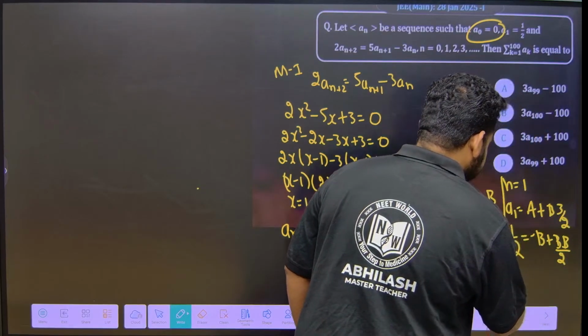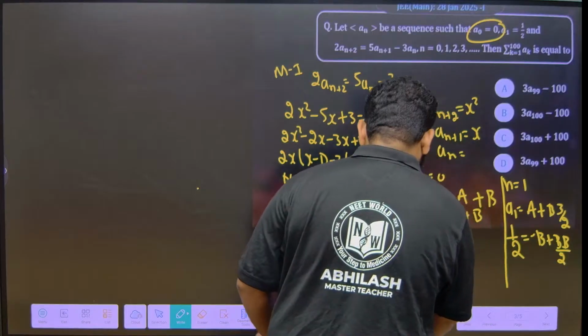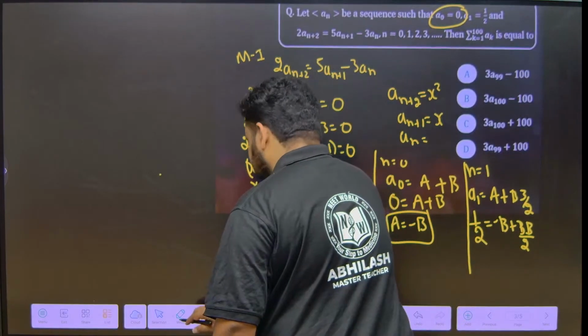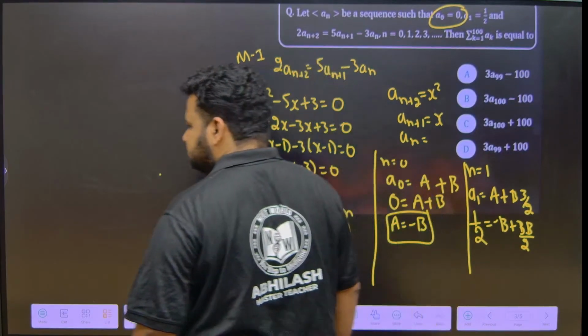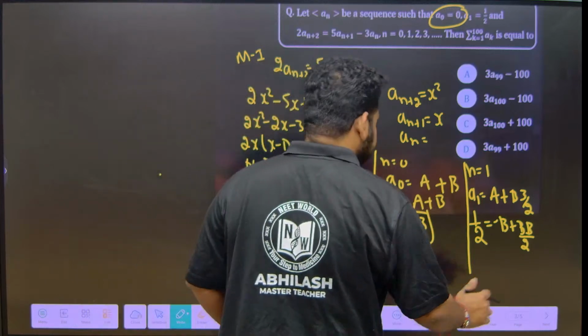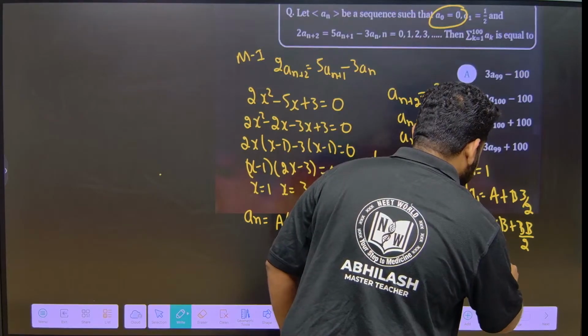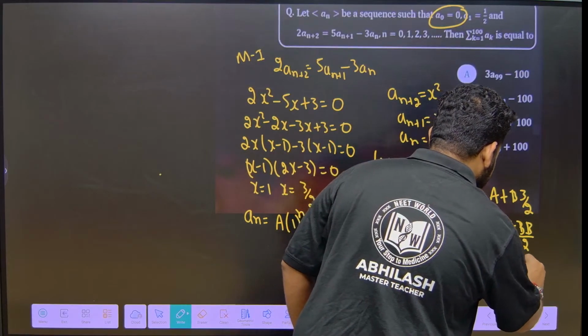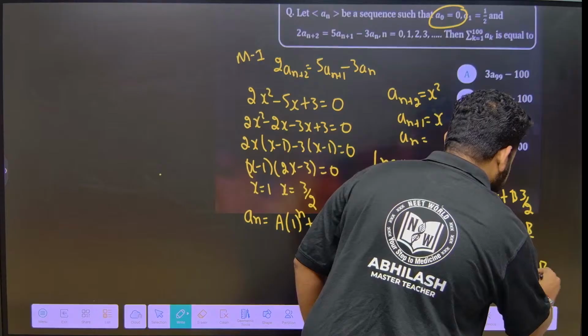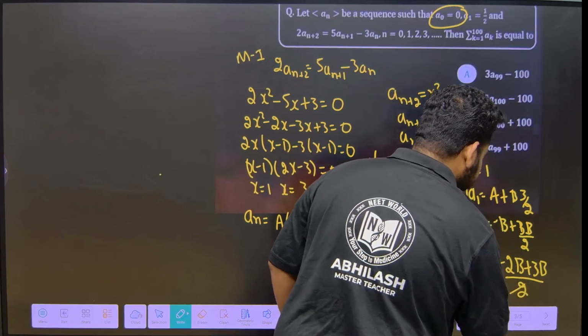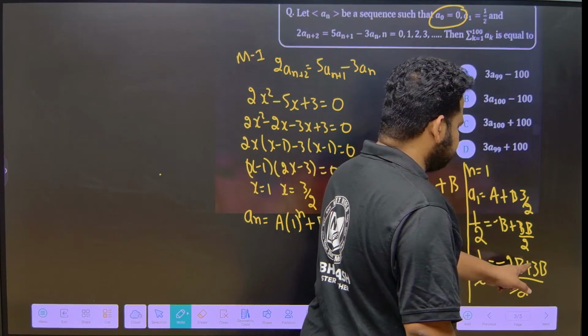What can I do? I can take the LCM here. So this will become 1 by 2 times minus 2b plus 3b by 2. I can cancel 2 and 2. So I will get minus 2b plus 3b, which is just b.